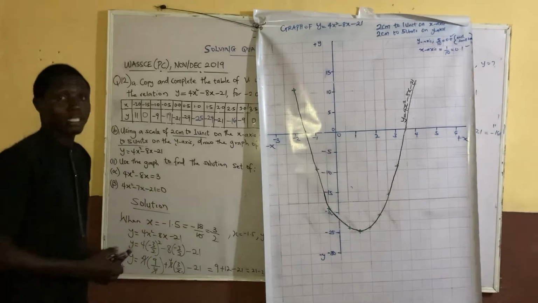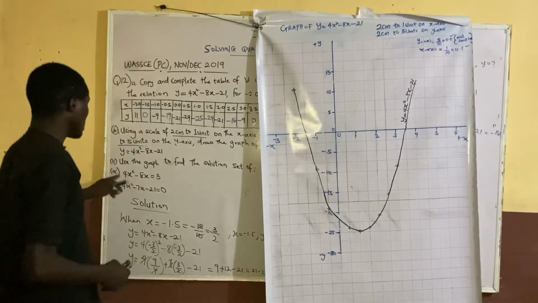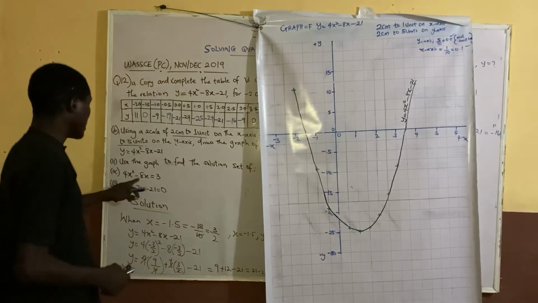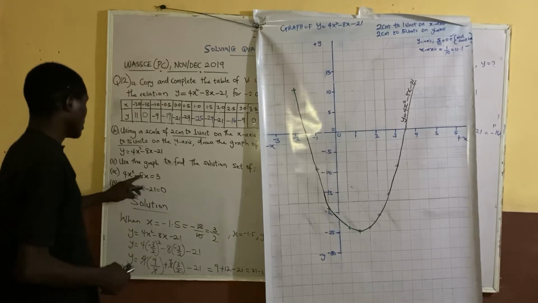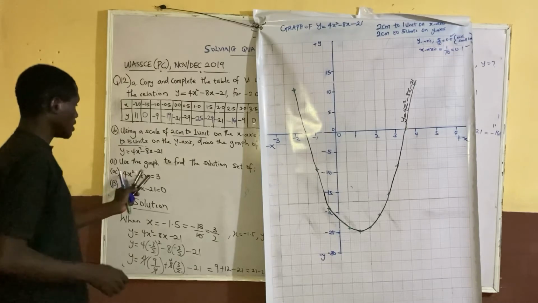Now the next question is to use the graph to find the solution set of 4x squared minus 8x. That's the first thing to do here. Look at this. We have 4x squared minus 8x is equal to 3.